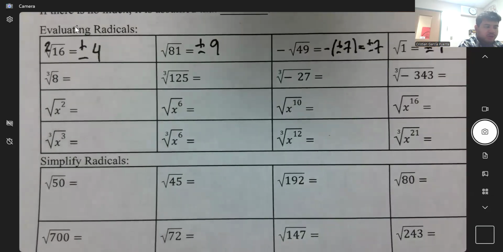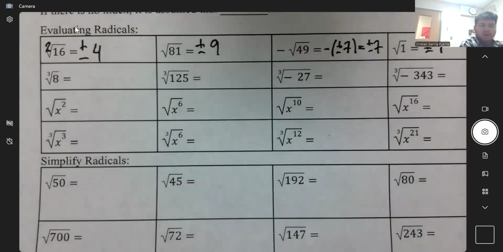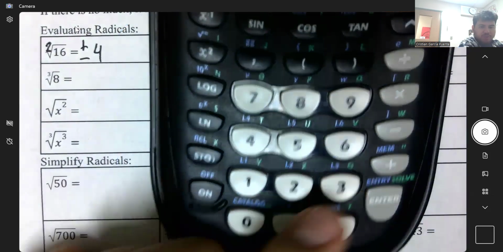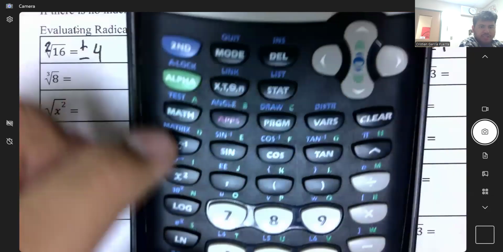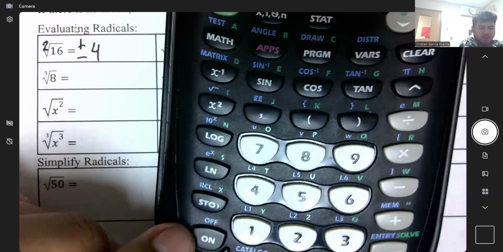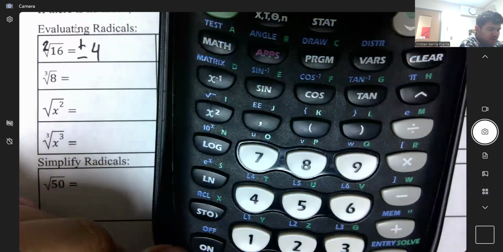You could do it using your list, or you could use your calculator. The way you would do your calculator is you first have to put the index, which is 3, and then click second, but instead of x squared this time, we're going to be clicking, let me look for it. Should be around here somewhere.